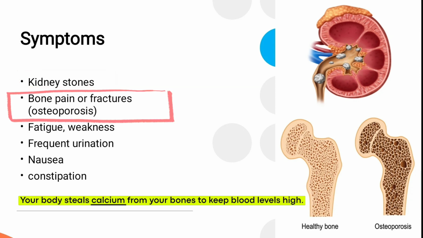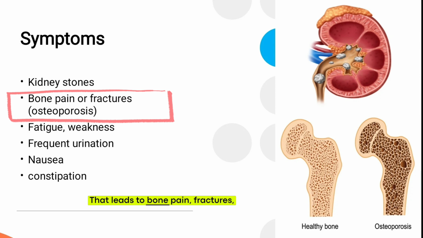Next, the bones. Your body steals calcium from your bones to keep blood levels high. That leads to bone pain, fractures, and over time, osteoporosis, which means weak, brittle bones.